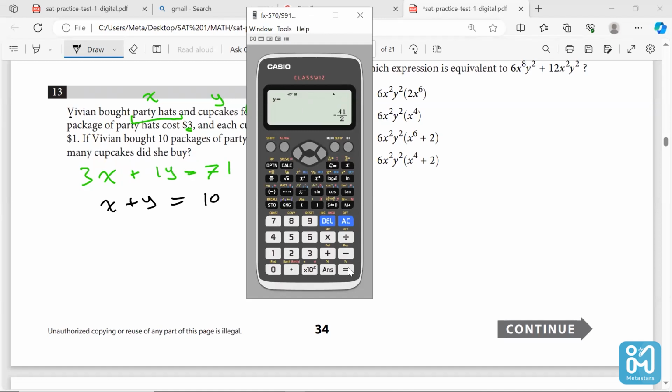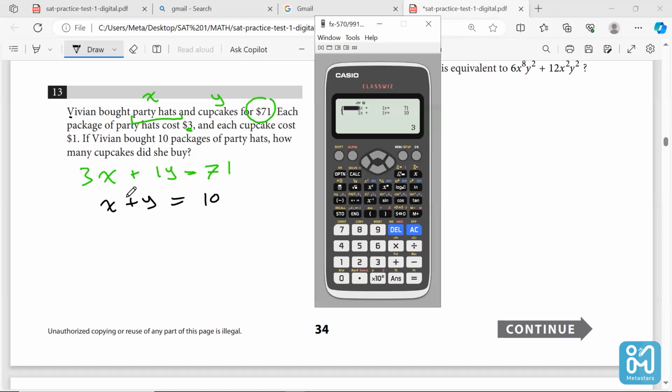So the first part, no, I think we made something wrong here. 3, 1, 71, and 10. Okay, Vivian bought party hats, 3, and cupcakes. Why? What's wrong? No, it's not like that. I have something wrong here. Let's do it again. Maybe we made some mistake here. Again, I have 3, equal.